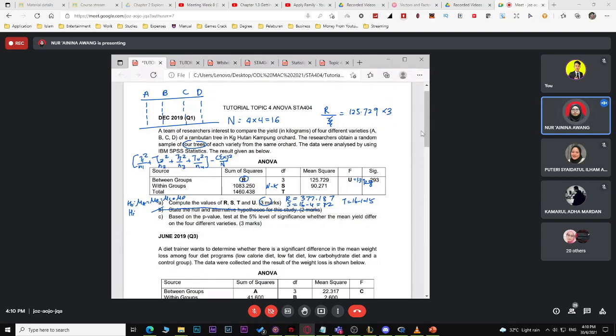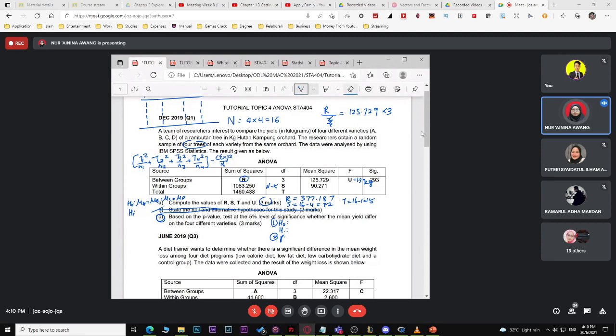Based on the p-value, test at 5% level of significance whether the mean yield differ on the 4 different varieties. So if the questions do not ask you about the hypothesis, make sure when you answer question for C, you start from your hypothesis, and then your p-value and then until your conclusion.